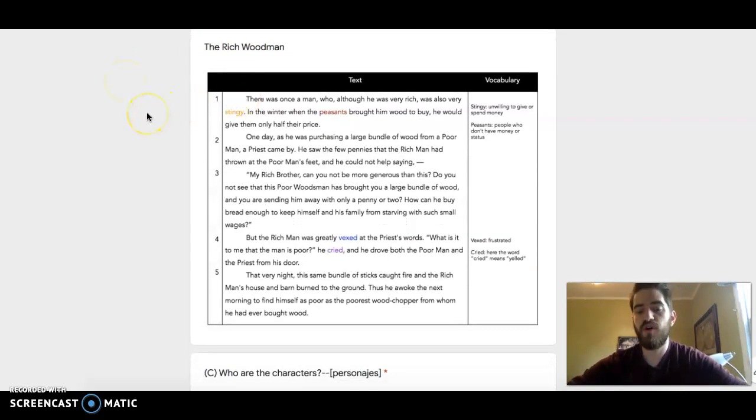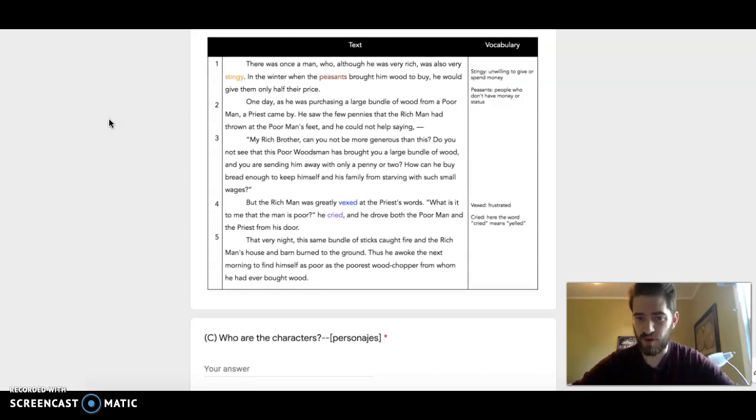There once was a man who, although he was very rich, was also very stingy. You can see stingy means unwilling to give or spend money. In the winter, the peasants brought him wood to buy. He would give them only half their price. One day he was purchasing a large bundle of wood from a poor man, and a priest came by. He saw the few pennies that the rich man had thrown at the poor man's feet, and he could not help saying, "My rich brother, can you not be more generous than this? Do you not see that this poor woodman has brought you a large bundle of wood, and you are sending him away with only a penny or two? How can he buy bread enough to keep himself and his family from starving with such small wages?"